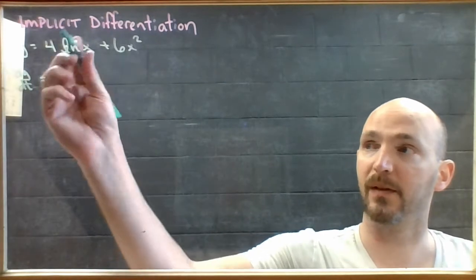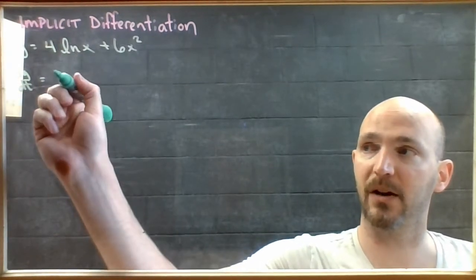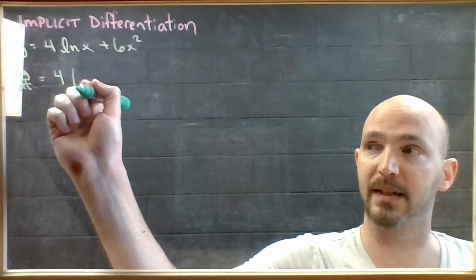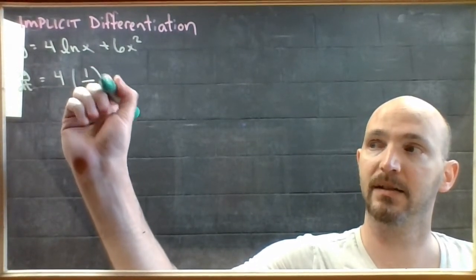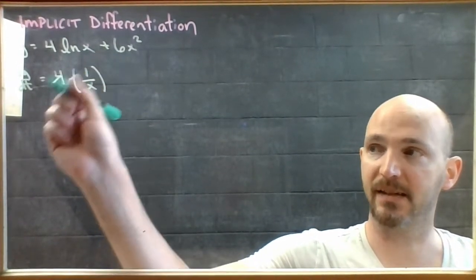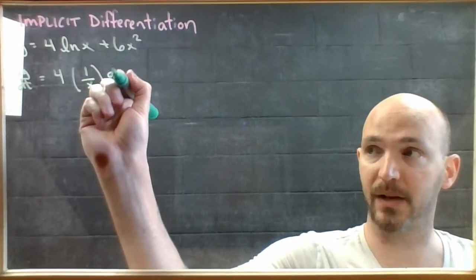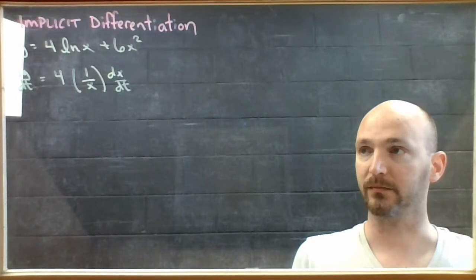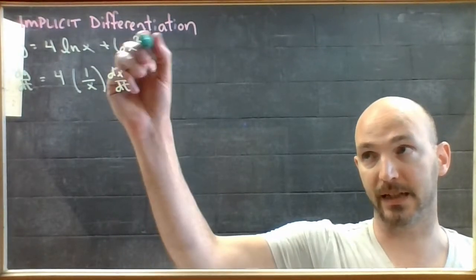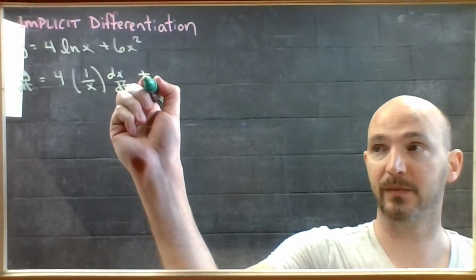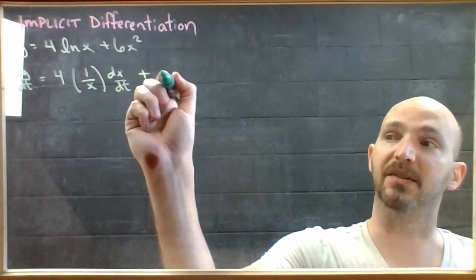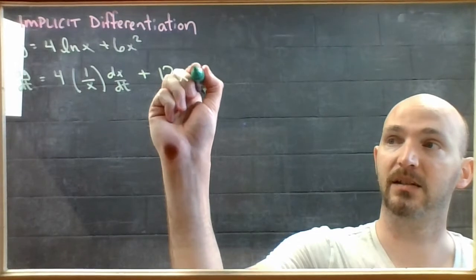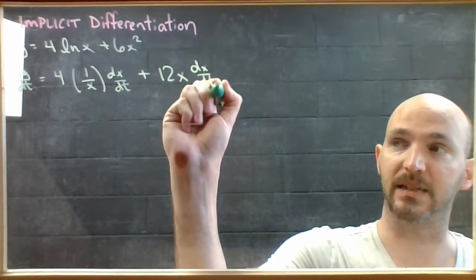So derivative of this first part, 4 is left alone. The derivative of a ln x is 1 over x. And because x is not t, I need my correction factor. Not done. I need to take the derivative of this part. Derivative of 6x squared would be 12x. And because x is not t, I need dx dt attached at the back.